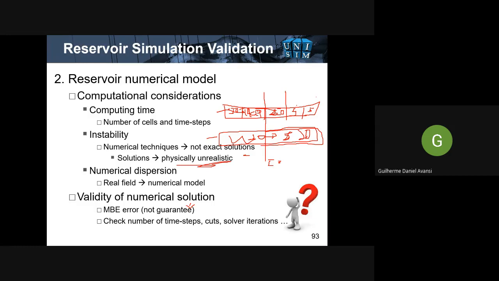Number of cuts: when we are solving all the equations numerically, we may not reach the desired tolerance that we define in the numerical simulator. So we need to perform some cuts: it's not solving the equation with this initial condition, so I will give an extra try in order to solve the equations, and then check if this numerical model is okay or not. And then the number of solving iterations: solving iteration is the technique used to solve all the nonlinear equations.